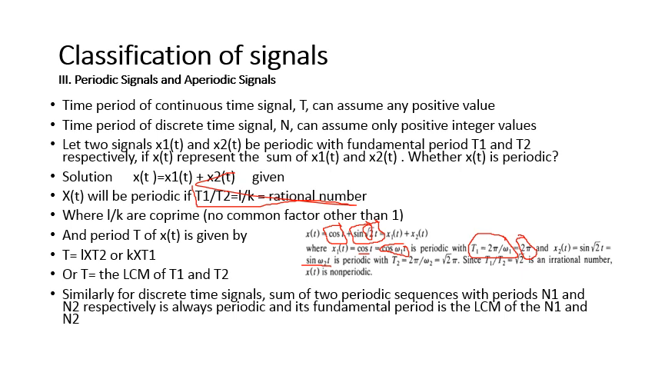So if this thing results in an irrational number, that means the resulting signal will not be periodic. This is how we check whether the resulting signal is periodic. If the ratio of the two periods is rational, then it will be periodic, and you can find the period using this.